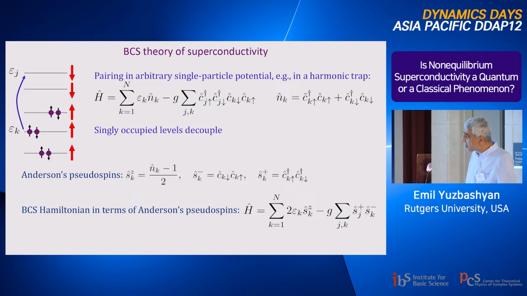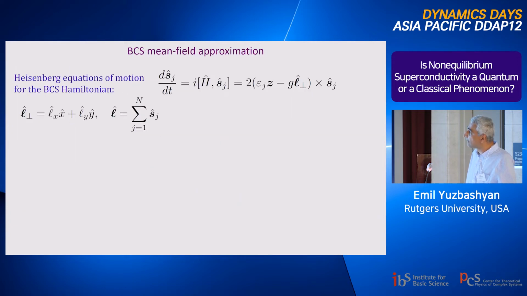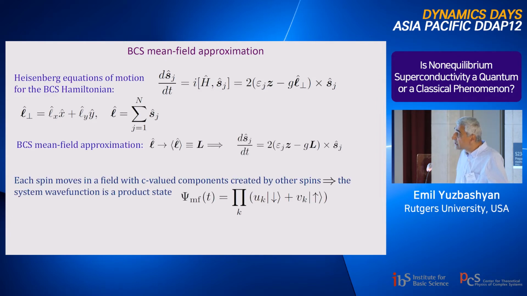So now let's write down Heisenberg equations of motion for this Hamiltonian. For spin, these are always Bloch equations, and we see that each spin couples to the transverse component of the total spin L. Now, the BCS mean field approximation replaces this quantum variable, the total spin L, with its quantum mechanical average, which I will call capital L. And then we have a spin moving in its own magnetic field.